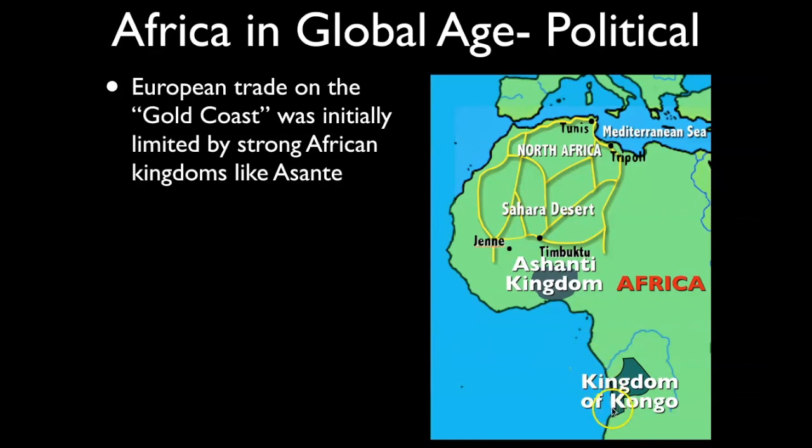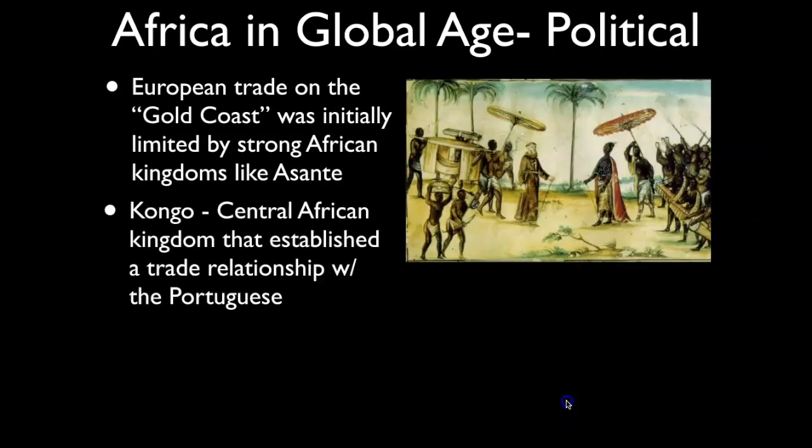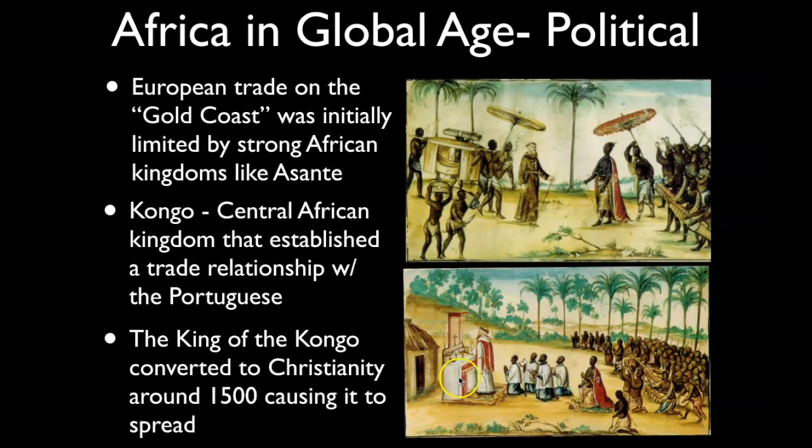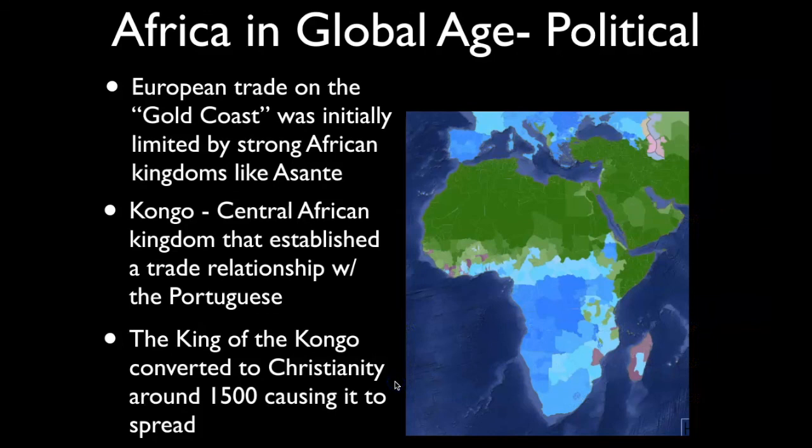We go further down the west coast of Africa, we run into the Kingdom of Congo. That was another strong Central African kingdom. They also established a trade relationship with the Portuguese, and in the process of that trade relationship, the people of the Congo, in particular, there was a certain king, decided to convert to the religion of the Portuguese, which was Christianity. Around 1500, the people of the Congo converted to Christianity, which caused Christianity to spread across that region of sub-Saharan Africa. And certainly the Portuguese sent priests and missionaries down to that region, and that sort of furthered the conversion and spread.